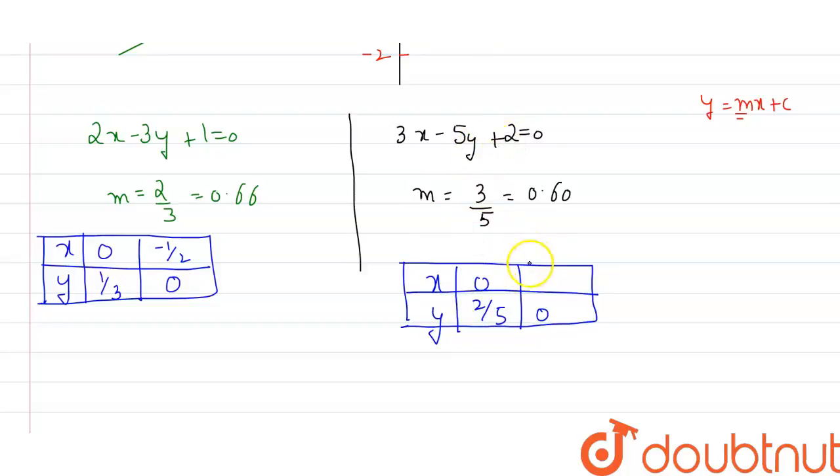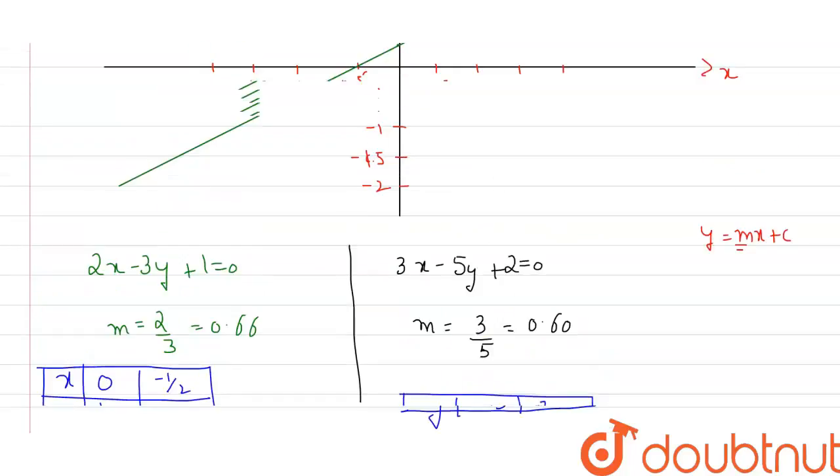Also you can check here, right? After this, if I put the value of y as 0, x will be minus 2 by 3. Now if I have to plot this line according to these points on this graph.